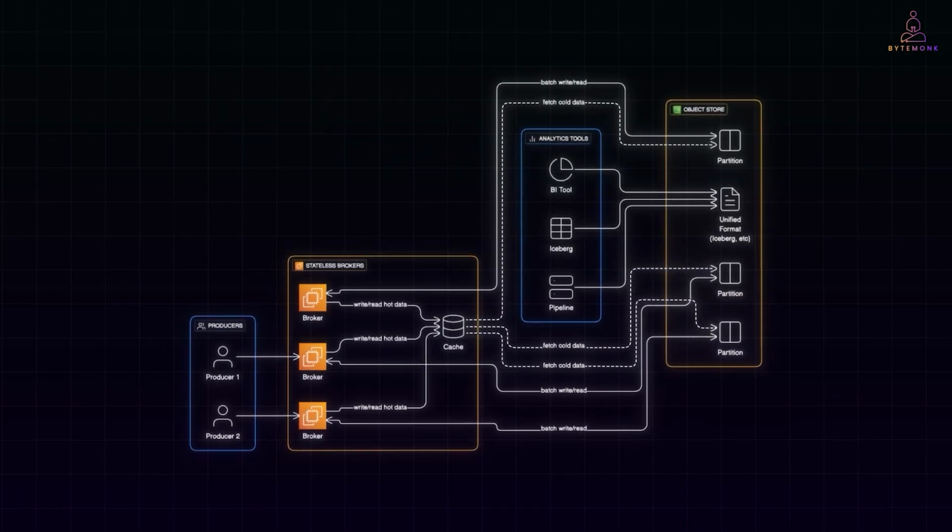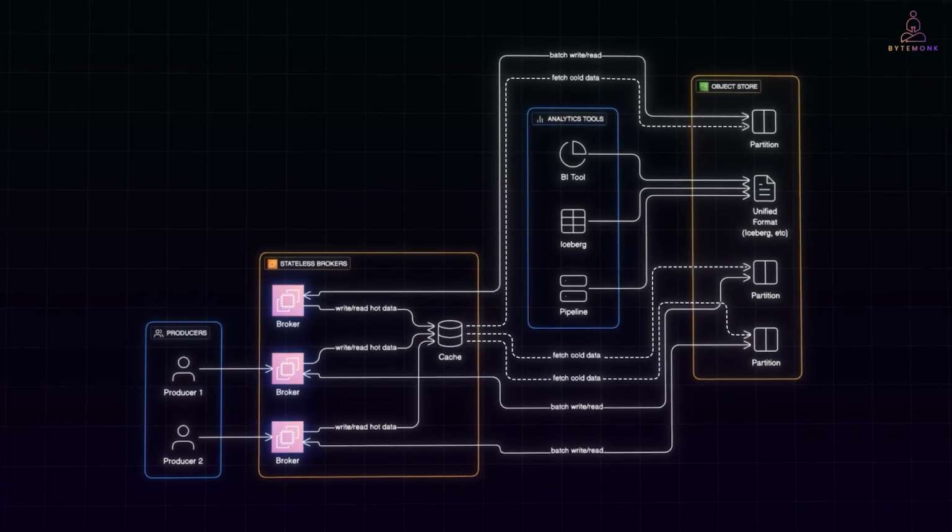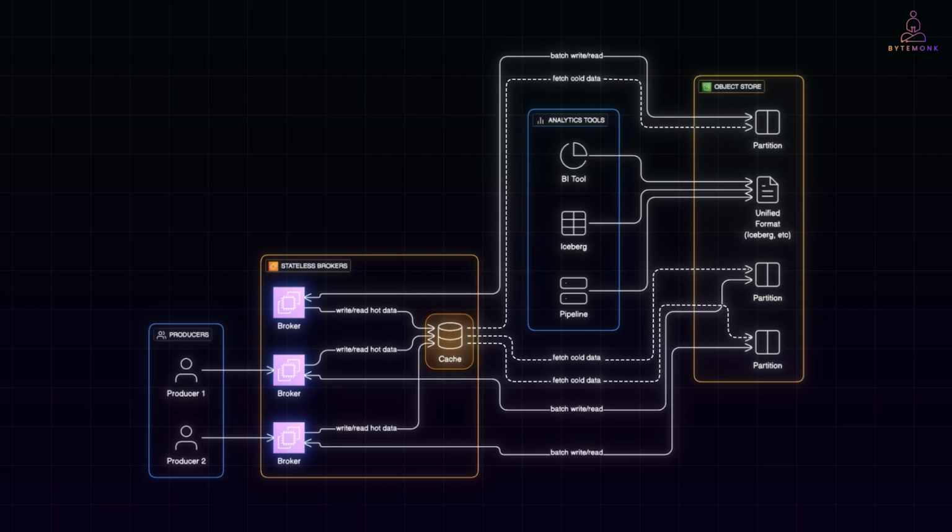Here is how it works. Producers still send data the same way. Kafka brokers receive events in batches, just like before. But instead of writing to local disk, brokers write straight to cloud storage, like Amazon S3. That cloud bucket becomes the real, durable source of truth. Each partition now lives in the cloud, not on the broker's hard drive. This means storage and compute can scale separately.